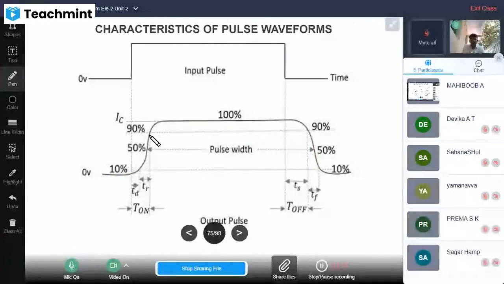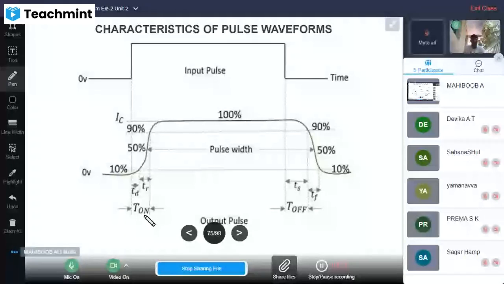Then from 90% to 10% on the falling edge, it is called fall time. And from 100% up to 90% it is called storage time. Fall time, storage time, delay time, and rise time.